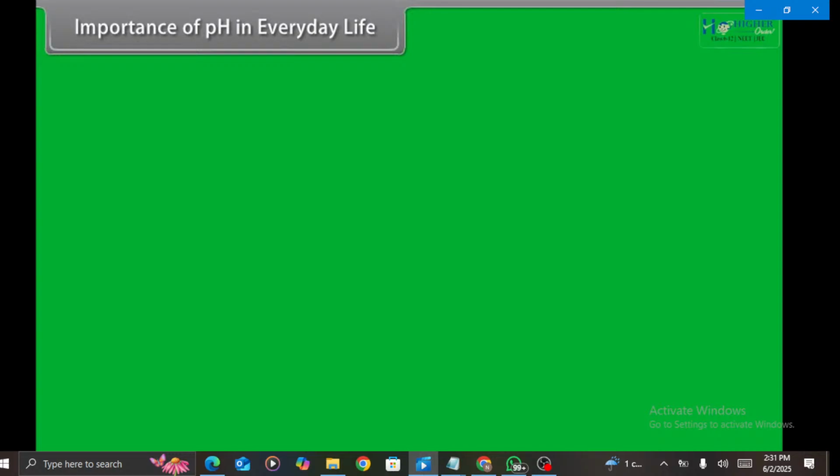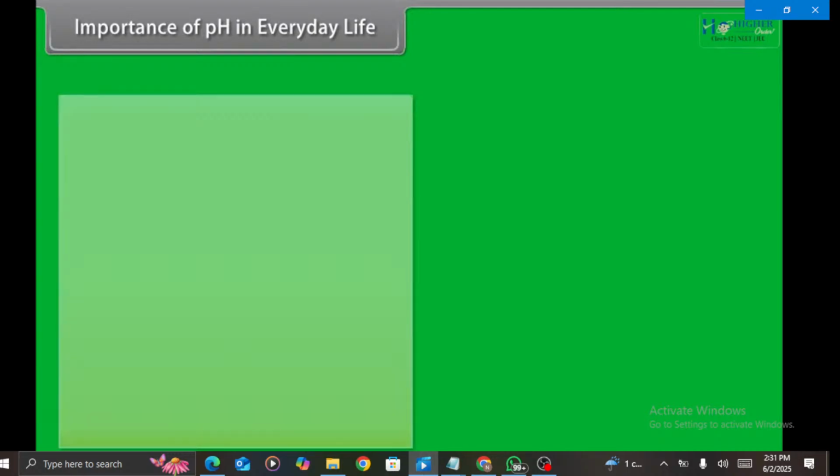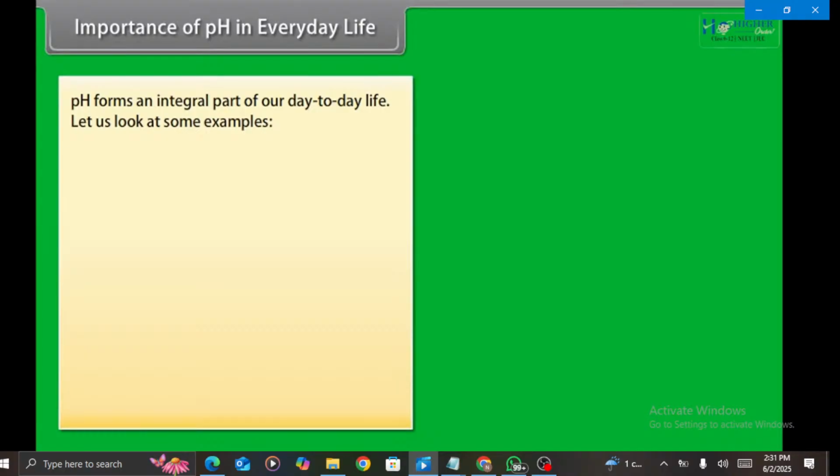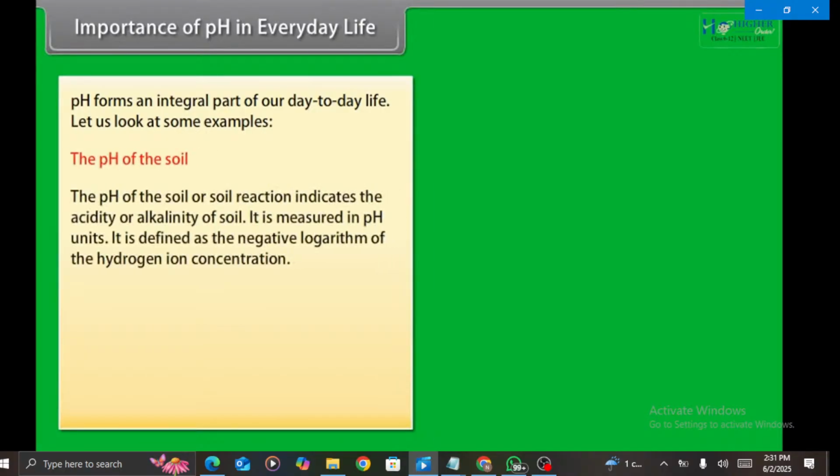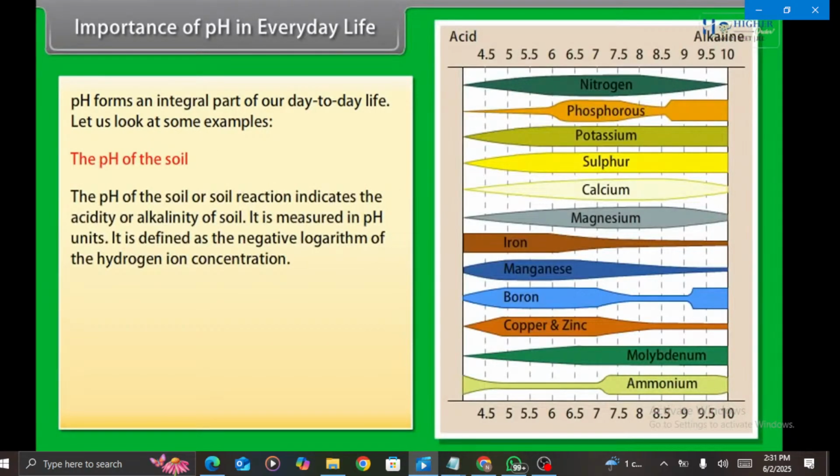Importance of pH in everyday life. Let us look at some examples from our day-to-day life where pH forms an integral part. The pH of the soil. The pH of the soil, or soil reaction, indicates the acidity or alkalinity of soil. It is measured in pH units. It is defined as the negative logarithm of the hydrogen ion concentration.